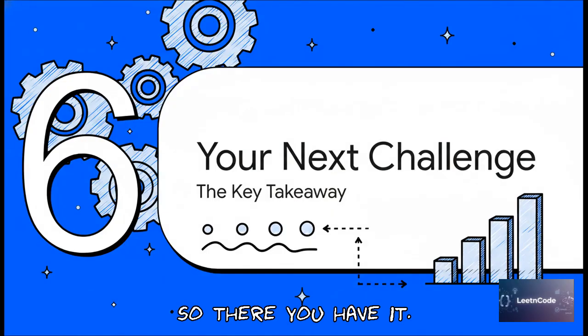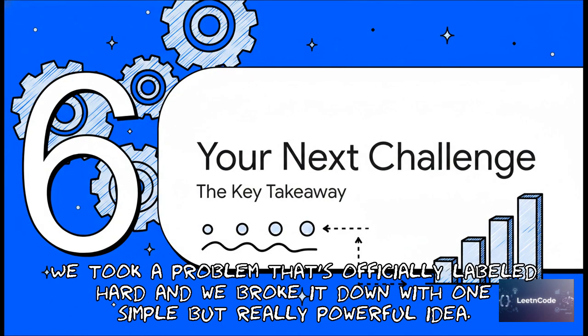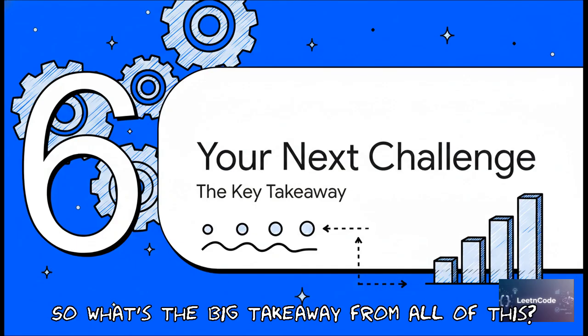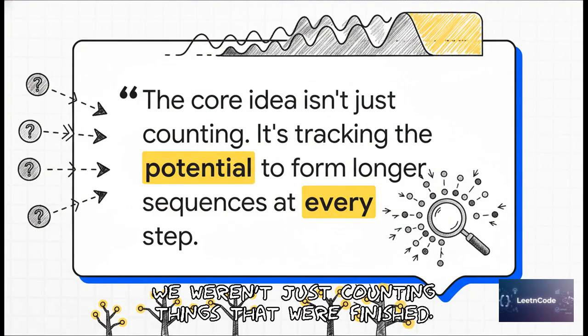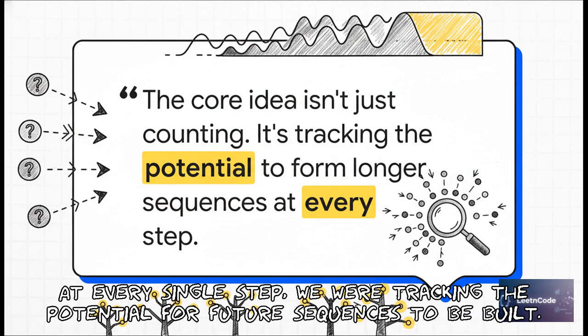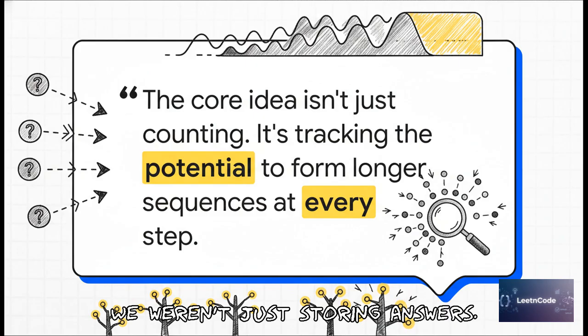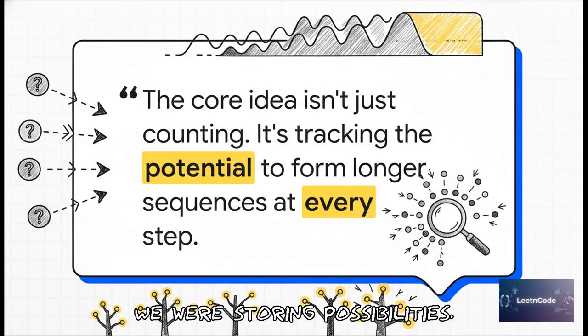So there you have it. We took a problem that's officially labeled hard, and we broke it down with one simple but really powerful idea. So what's the big takeaway from all of this? I think the core idea is this. We weren't just counting things that were finished. At every single step, we were tracking the potential for future sequences to be built. We weren't just storing answers, we were storing possibilities.